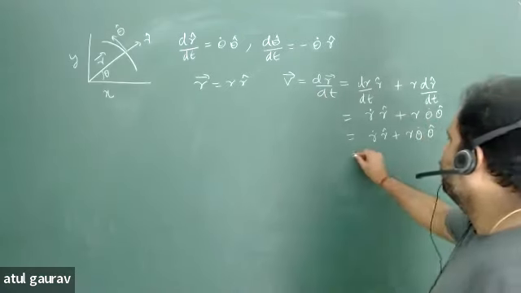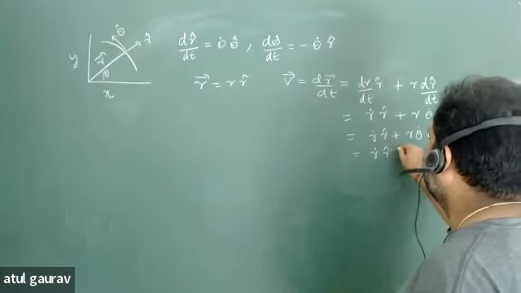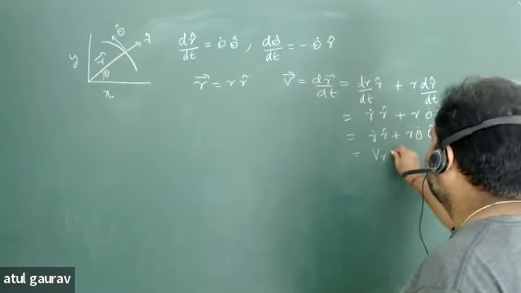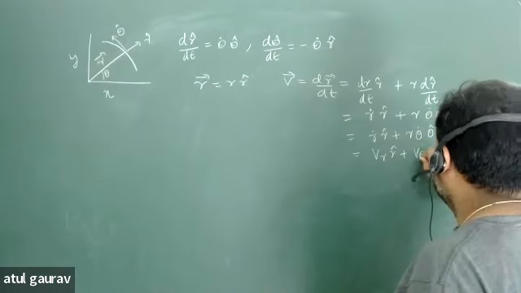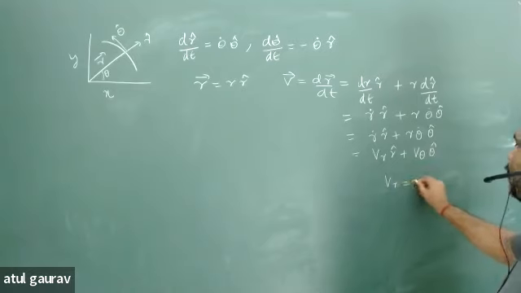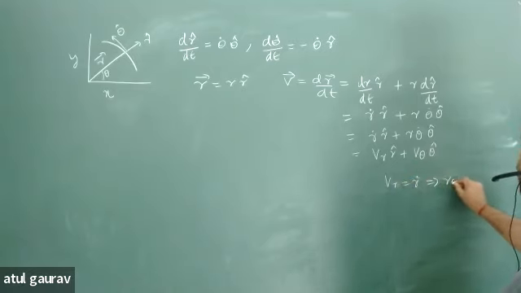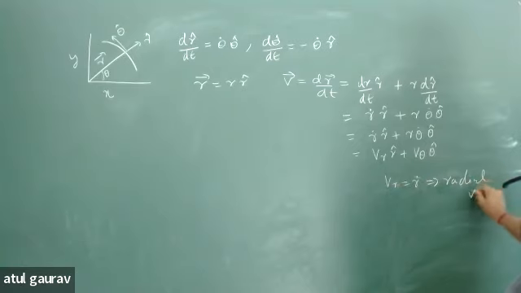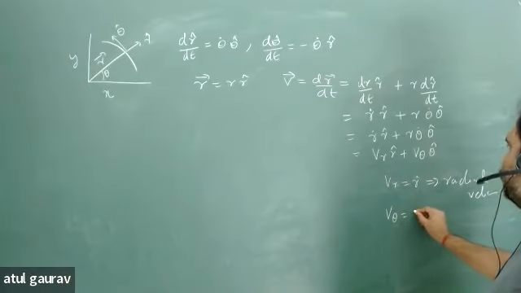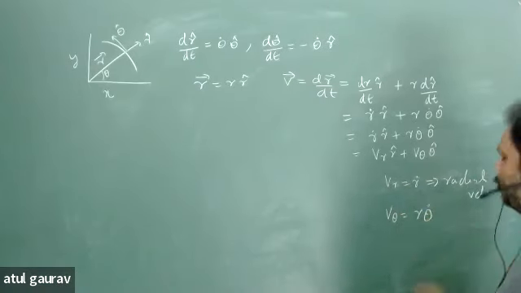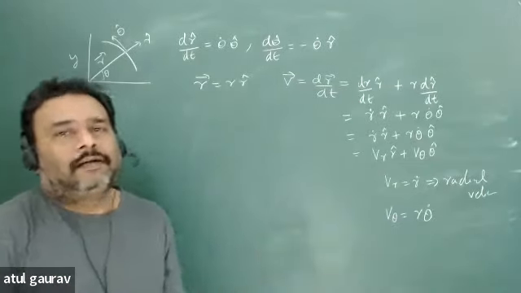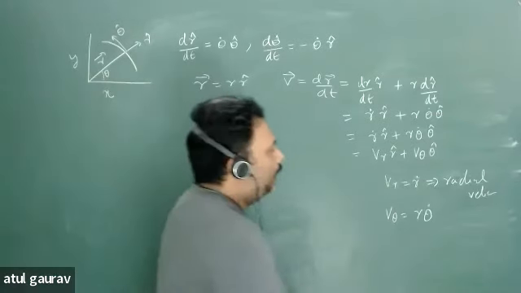Now this is nothing but radial velocity plus, and you can write something like this: Vr r cap plus V theta theta cap. And what is your Vr? Vr is basically r dot, identified as radial velocity. And what about V theta? This is r theta dot. Please, V theta is not theta dot. V theta is r theta dot, and this is nothing but tangential velocity.